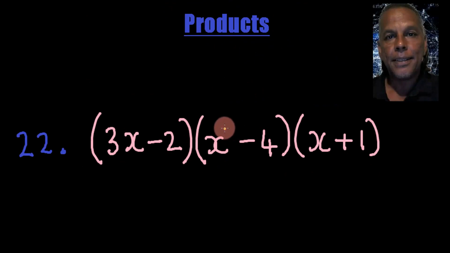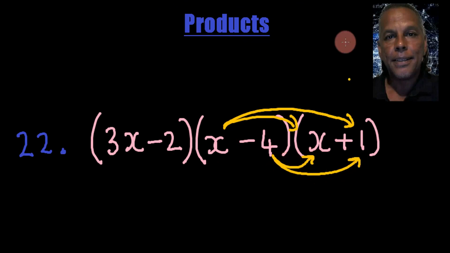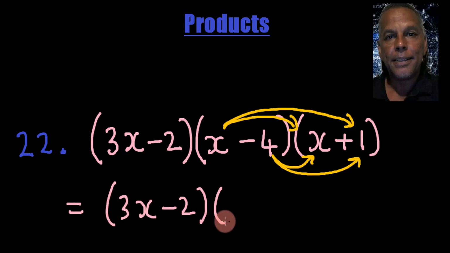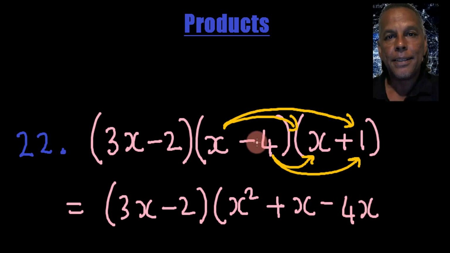We're going to start by multiplying out the last two brackets. So we can do this first. And we're going to keep the 3x minus 2 for now. So x times x will be x squared. X times positive 1 is positive x. Negative 4 times x is negative 4x. And negative 4 times positive 1 is negative 4.